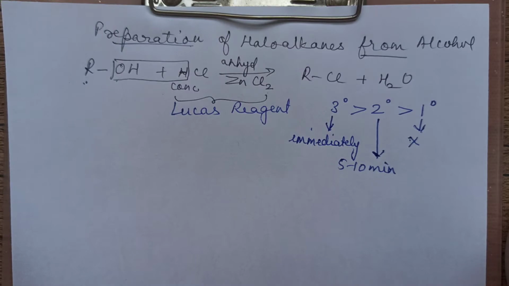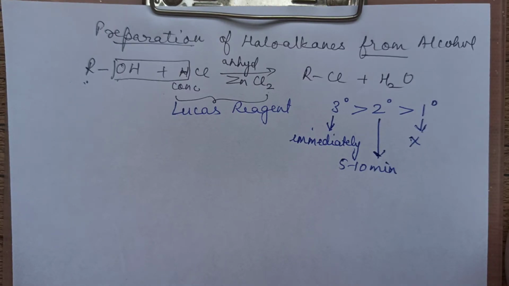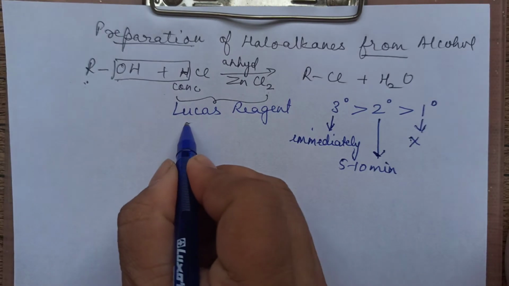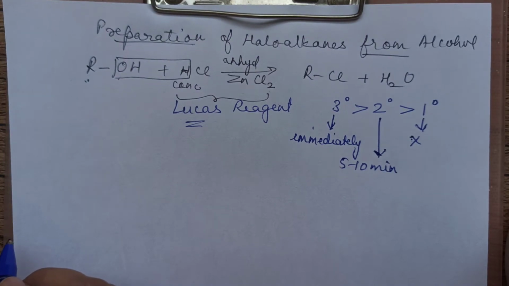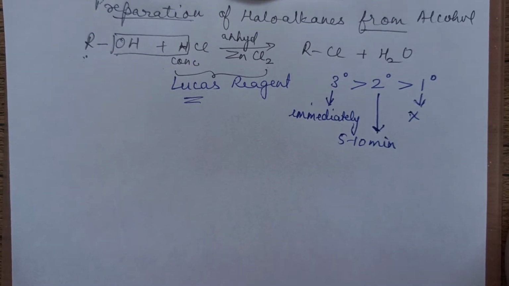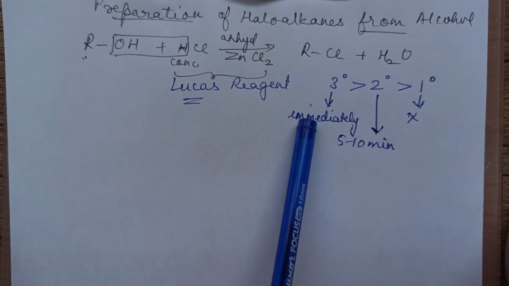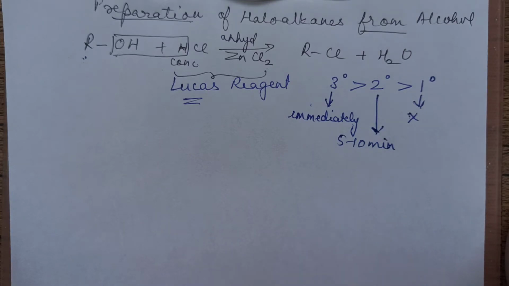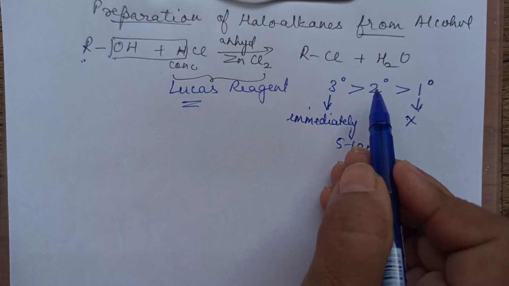You will not get any precipitate. Okay, then this is a reaction which is used to distinguish between 1 degree, 2 degree, 3 degree alkyl alcohols. So 3 degree alcohol gives maximum reaction. Then why is it like that? So actually this is the reaction taking place.